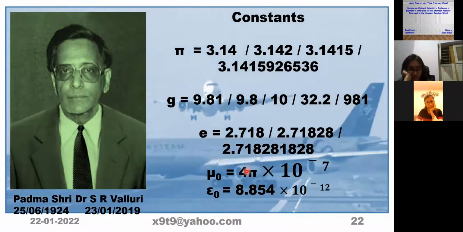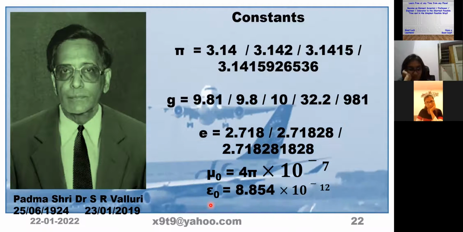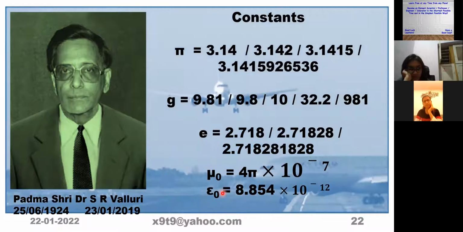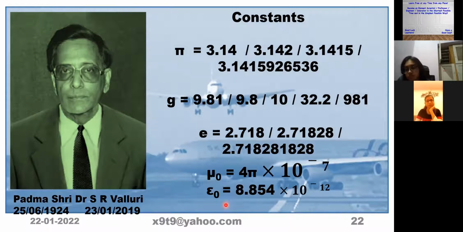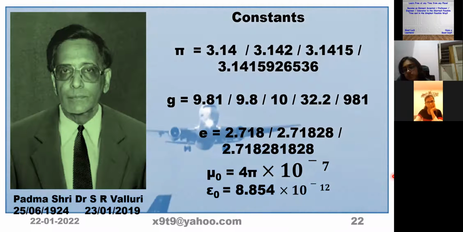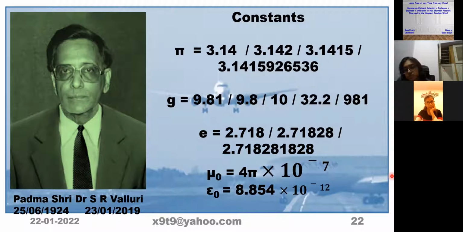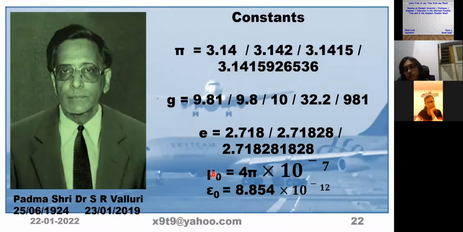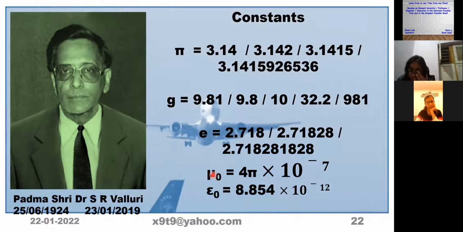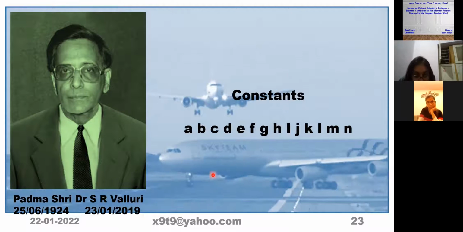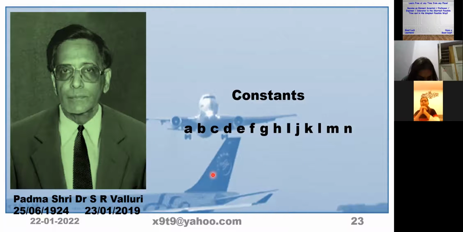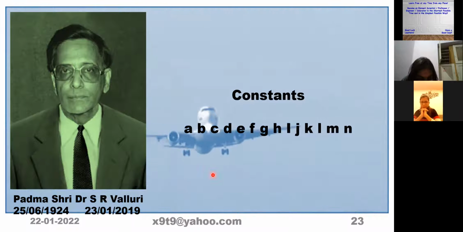Similarly, this epsilon naught is called the permittivity of free space. It is 8.854 into 10 to the power -12 farads per meter. So these are some of the ideas of the constants. You're able to follow? Yes, sir.